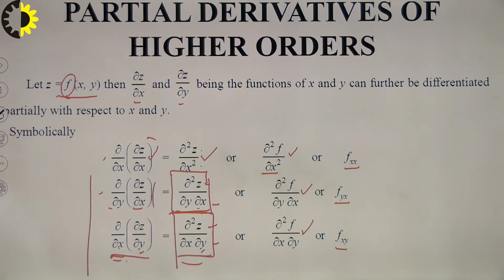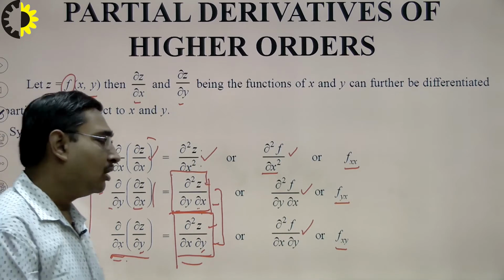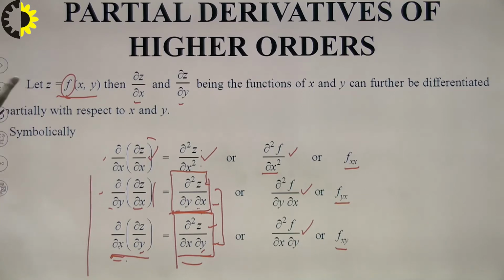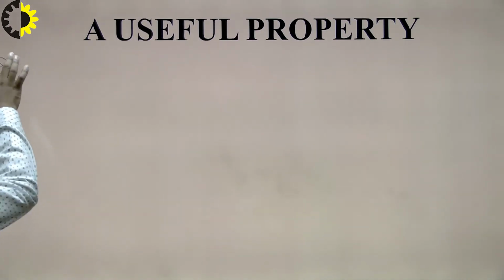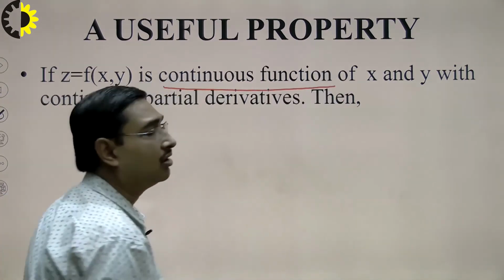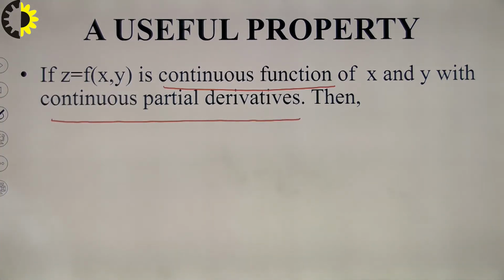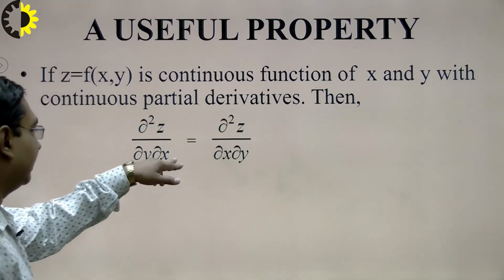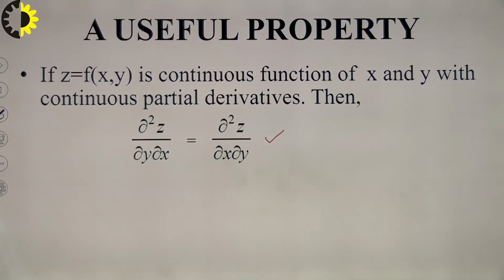Now, the question arises whether these two values will be equal or not, or under what conditions these values will be equal. To answer this question, we understand a property. If z equal to f(x, y) is a continuous function of x and y having continuous partial derivatives, in that case these two derivatives, del 2z over del y del x and del 2z upon del x del y, will always be equal.